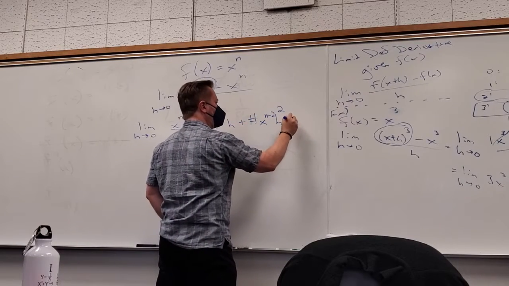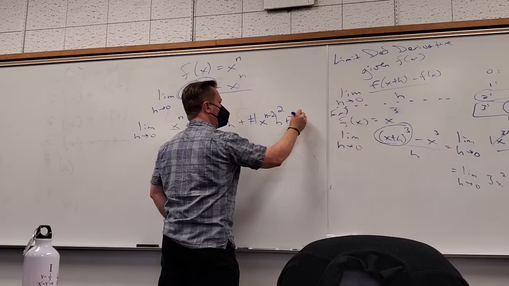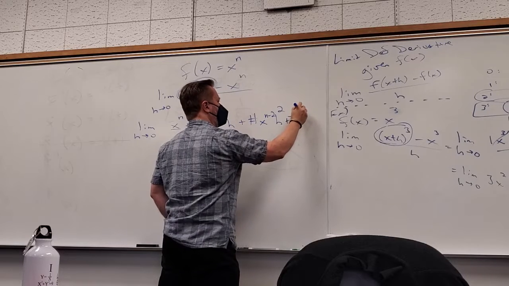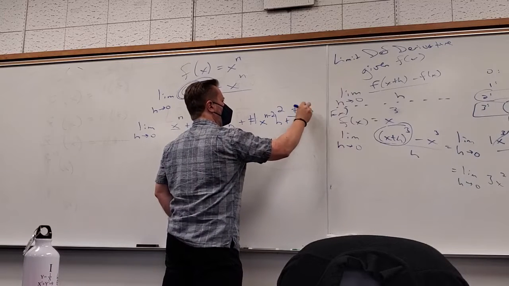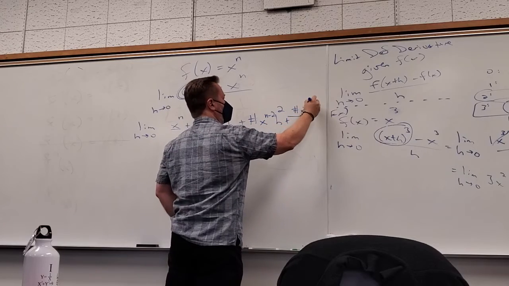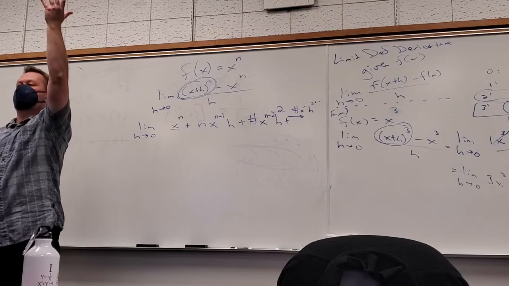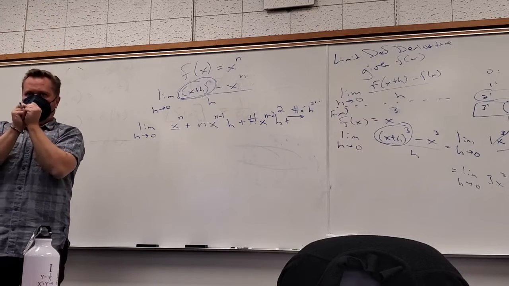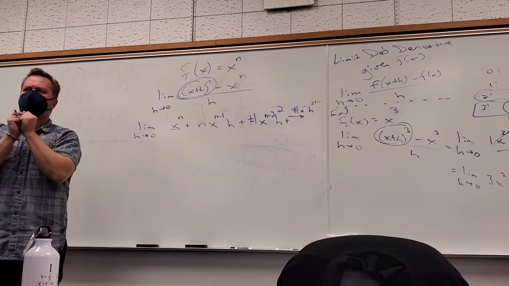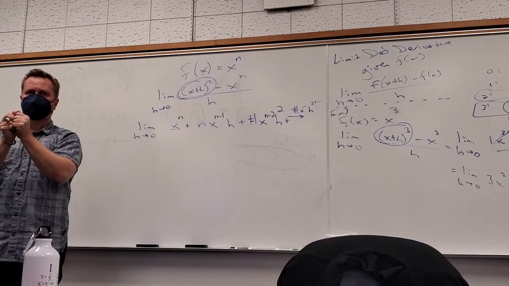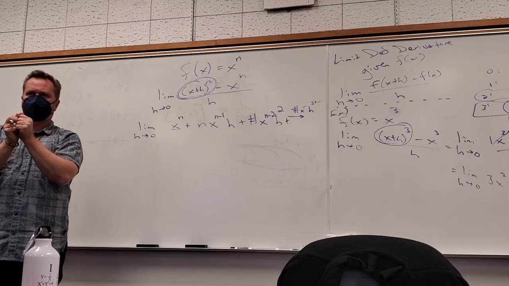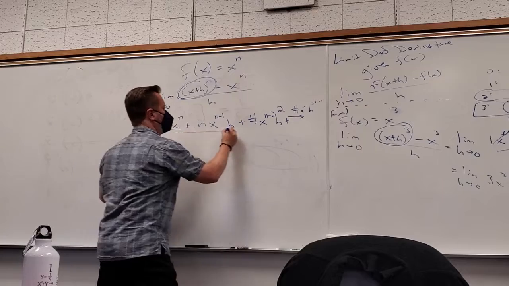And then the rest of this is going to be some number times some number of x's times at least 1 h, right? h to the 3 plus whatever. It's going to keep going up in h's. Why do I not have to be specific here? You'll see in a minute. And it's over h, yes?